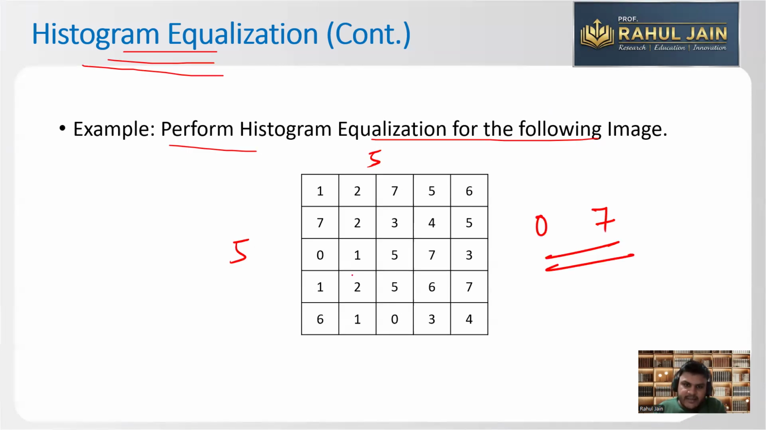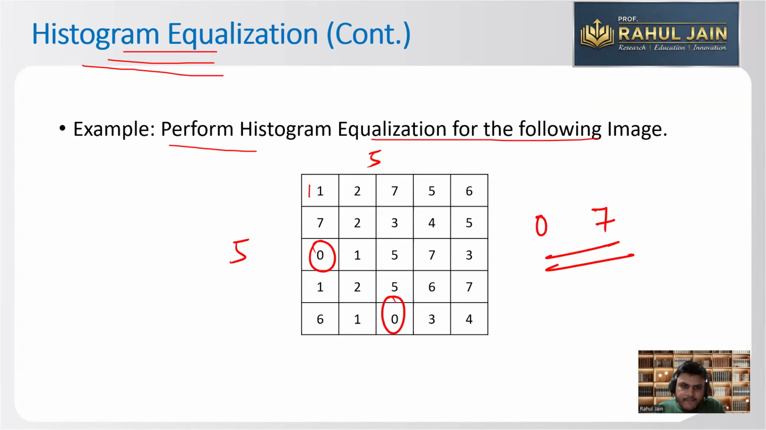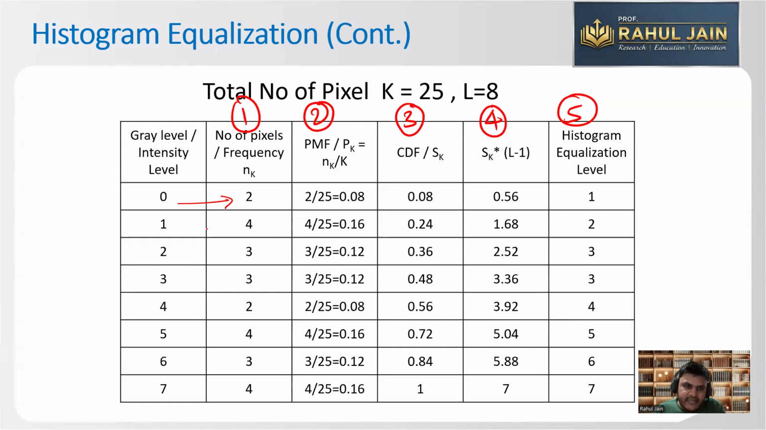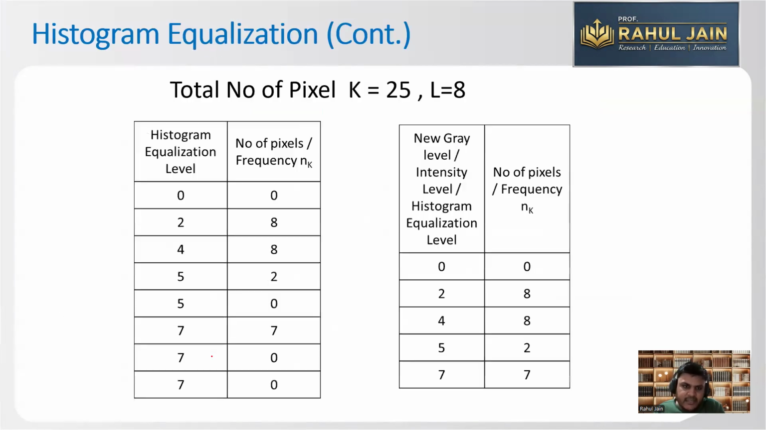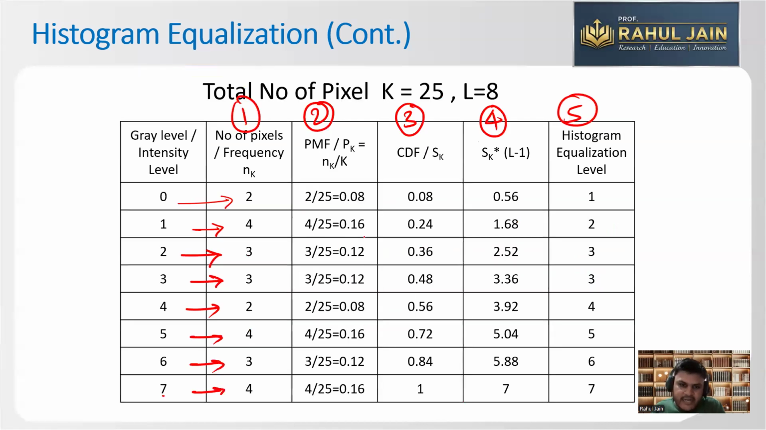If you see here, how many times is 0 appearing? One time, two times. So the frequency of 0 is 2. Similarly, for 1: one time, two, three, and four times. So 1 is appearing 4 times. Similarly, the frequency of 2 is 3. Frequency of intensity level 3 is 3, 4 is 2, 5 is 4, 6 is 3, and 7 is 4. It means that 7 is appearing 4 times: 1, 2, 3, and 4. That is the frequency of that intensity level, right?